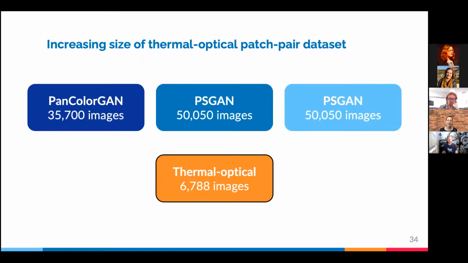So in order to constrain the scope of this project to a senior thesis that could be completed in one academic year, the number of target cities was limited to 5, which is part of why the number of patch pairs is so low. In addition, manually inspecting each of the thermal optical patch pairs to ensure they didn't contain clouds or any other visual aberrations was time consuming.